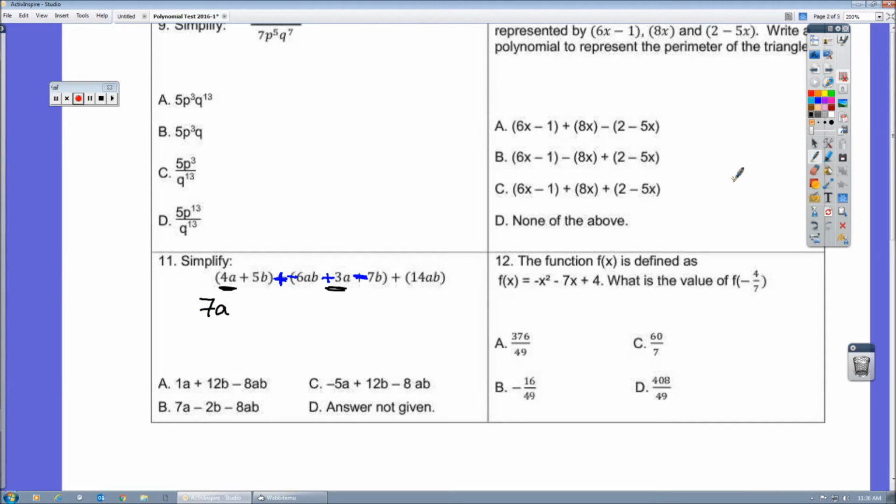That is 7a. Good. Let's look at the letter B. Just B's. 5b minus 7b. That would be negative 2b. Okay. Now we have AB's. AB's only go with AB's. This is negative 6ab here, positive 14ab. Negative 6 plus 14, that would be positive 8ab. Well, if you look at all your answer choices, the AB is negative, so our answer is not given.